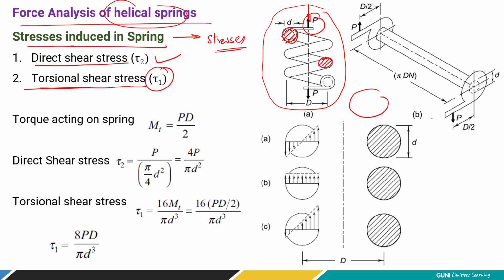When I make it a straight round bar, it is simply pi d length. If I unwound it, if I make a straight wire of the helical spring, we have to multiply by n, that is the number of total turns. So this is simply the same spring in a straight form. Here when we apply the load, it twists, so each turn is going to twist.